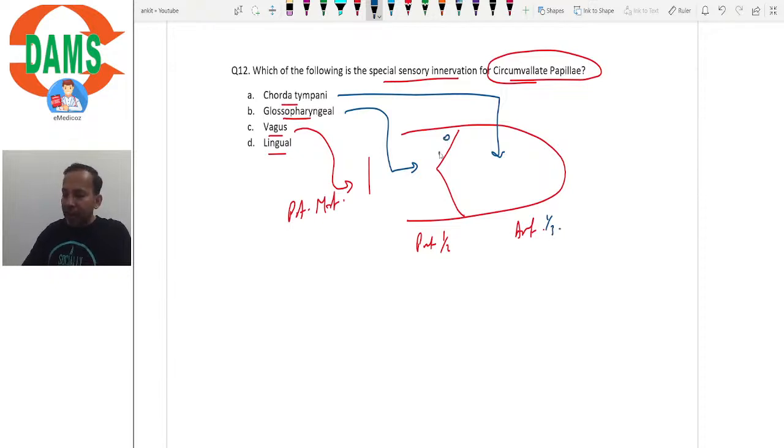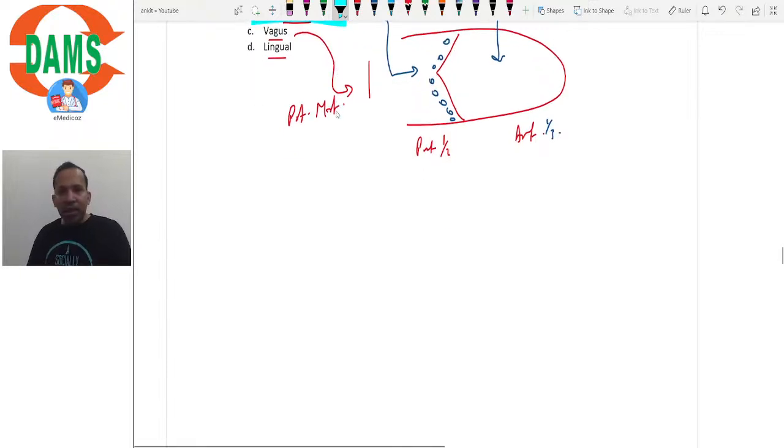And circumvallate papillae are located behind the sulcus terminalis. And that's why they will be supplied by the glossopharyngeal nerve. Clear? So very good, Shailesh. The correct answer is option B, that is glossopharyngeal. So both Shailesh and Bhavna have given the correct answer.